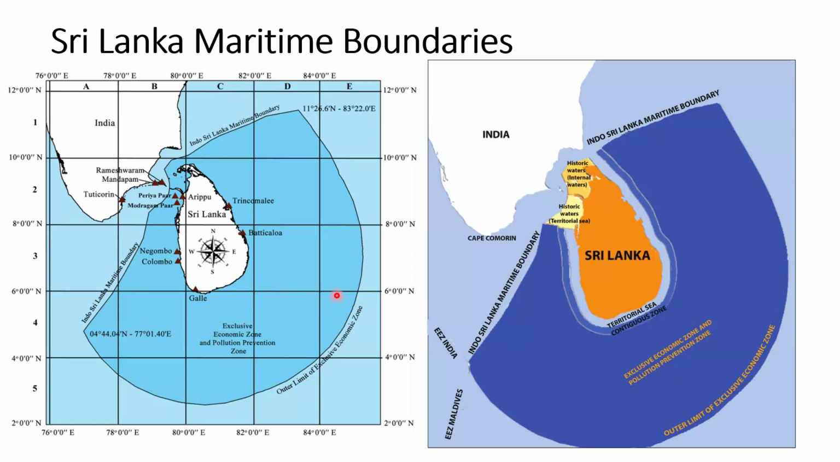Now in addition to that, here you can see the India-Sri Lanka maritime boundaries. Here the EEZ belongs to India. Here the EEZ belongs to Maldives. This is our outer limit of the exclusive zone. In addition to that, in this northern part, there are some specialized historical waters belonging to Sri Lanka. They are called the historical waters in territorial sea and historical waters in internal sea.